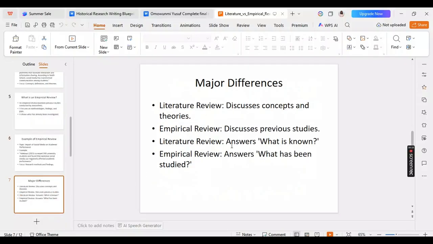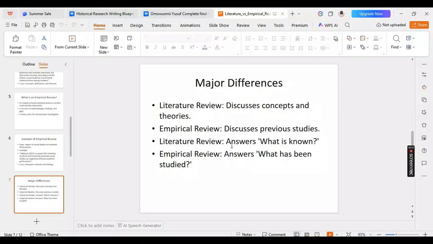Now to number 7, what are the major differences? Literature review discusses concept and theory. That is just what it does. The empirical review discusses previous studies. Concept means, okay, your definitions and various things. I am reviewing this room: this is what the person said, this is the definition given, this is the theory we are able to extract from this. And we now go to previous studies.